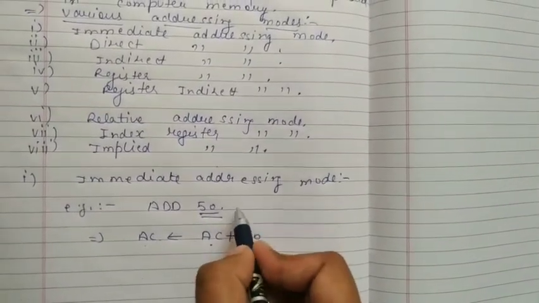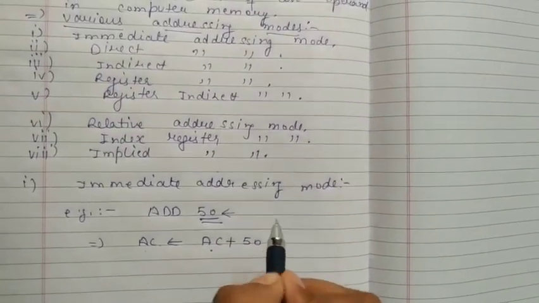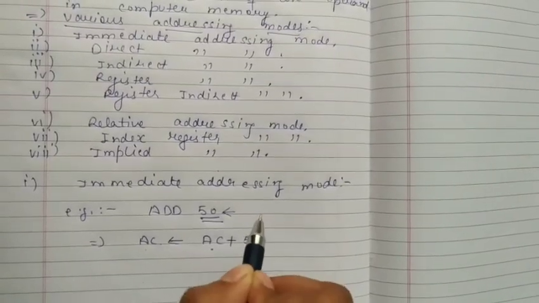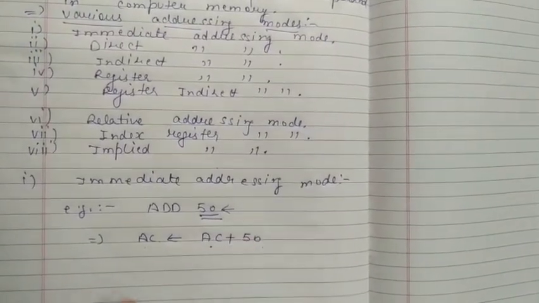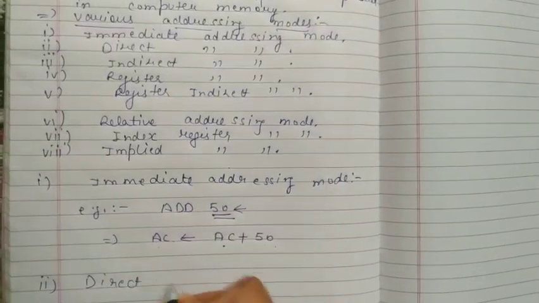Here 50 is not any address field. In the case of immediate addressing mode, there is no address field in it. It has only data or operand assigned within the instruction. So the next addressing mode is the direct addressing mode.